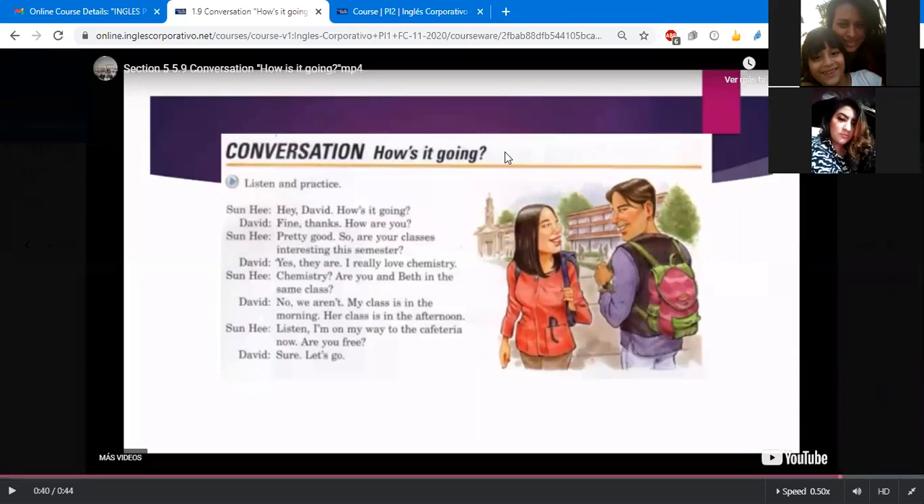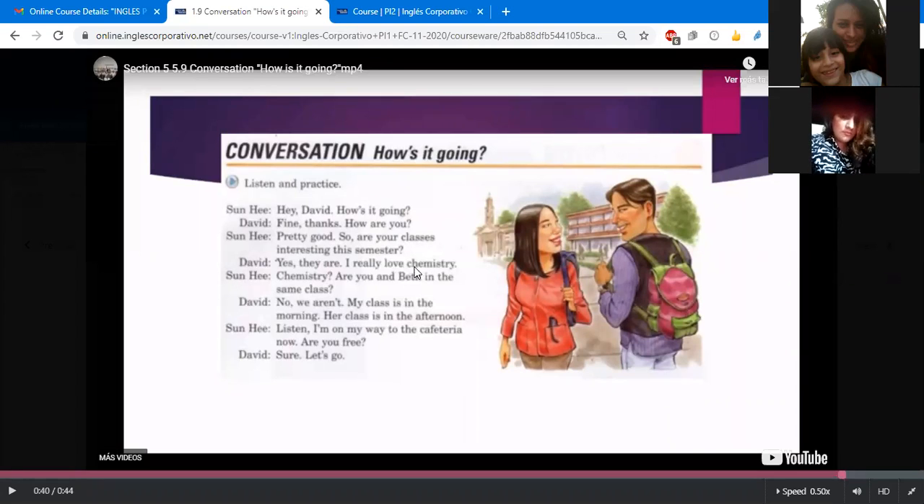Chemistry. What does it mean? Chemistry. Okay. Chemistry is química, right? We say, I really love chemistry. Chemistry is a school subject, right? Remember that here she says, hey, David, how's it going? Fine, thanks. How are you? Pretty good. So, are your classes interesting this semester? The classes, right? And they say, yes, they are. I really love chemistry. Okay.